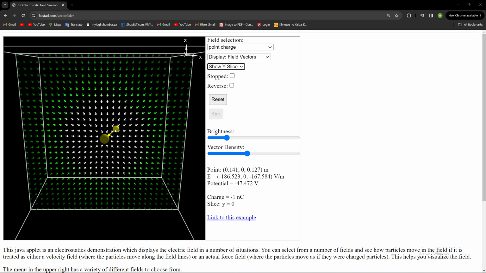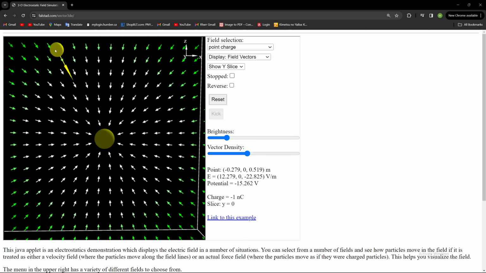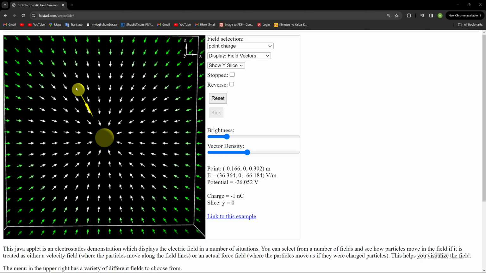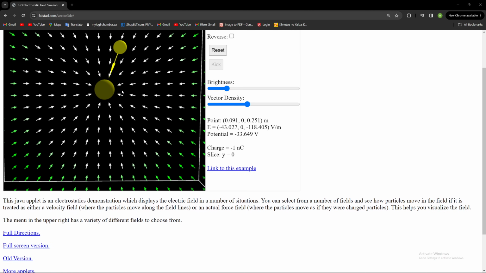But you see how I can actually zoom in. That's nice. You see how the lines are going towards it? The closer you get to it, the stronger the electric field is. And the further you go away, the weaker it gets.